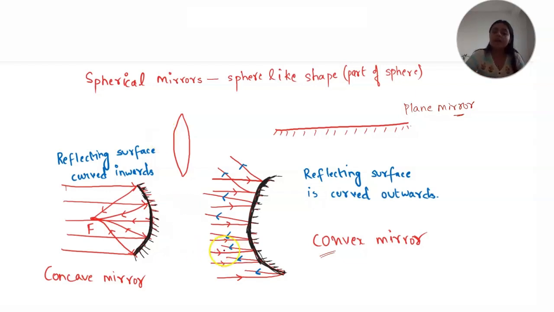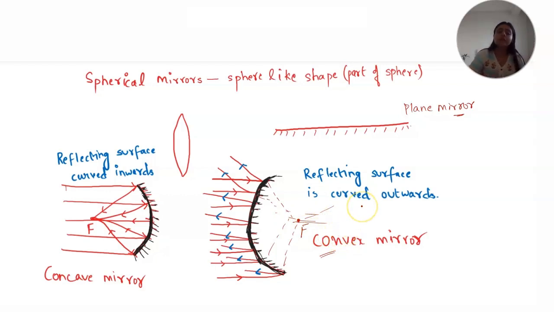And here in the convex mirror, you can't see any focus point, but there is a focus point when we make some imaginary lines by the reflecting surface. Then they are going to intersect at some point behind the mirror. So that forms a focus point.